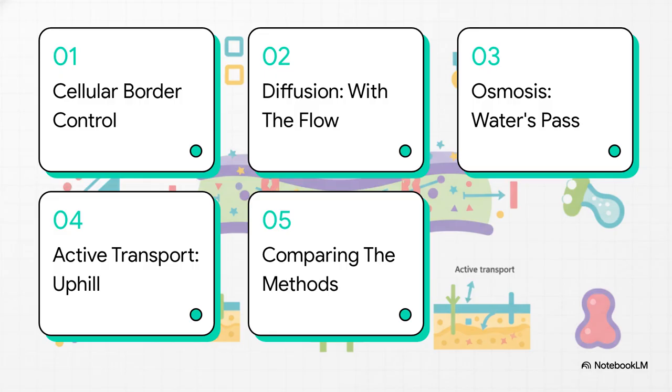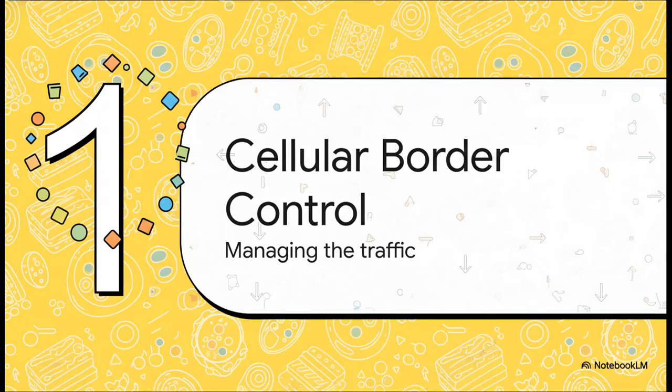Okay, here's how we're going to break it down. First, we'll look at the cell membrane's job as a kind of border control. Then we'll get into the three key transport methods you absolutely have to know: diffusion, osmosis, and active transport. And to finish off, we'll pull it all together in a super handy comparison table, which is perfect for your revision.